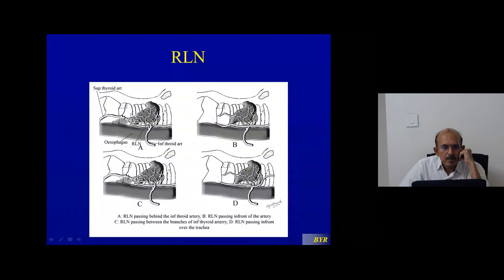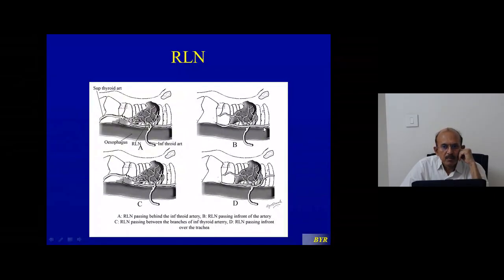Now you can see here, this is the trachea, this is the larynx, and here is the esophagus. This is the thyroid gland lobe, one lobe on one side. This is the inferior thyroid artery, dividing into branches and supplying the thyroid gland. And here is the superior thyroid artery coming down. So imagine the patient is in supine position. Okay? And here is the recurrent laryngeal nerve. So the artery is going like this. Medial to the artery, the nerve is traveling in this image.